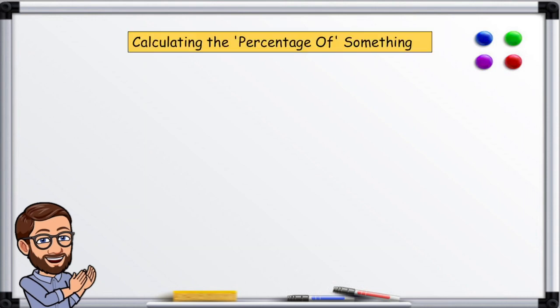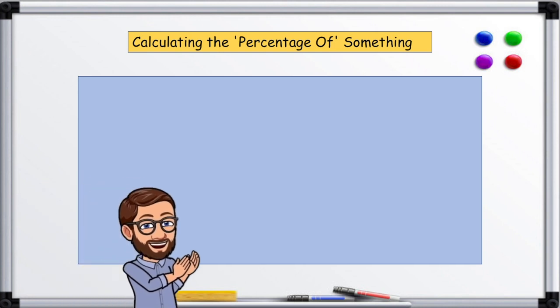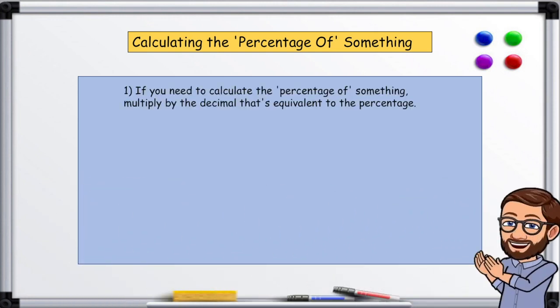Calculating the percentage of something. If you need to calculate the percentage of something, multiply by the decimal that's equivalent to the percentage. Example 1. What is 17% of 1,580?